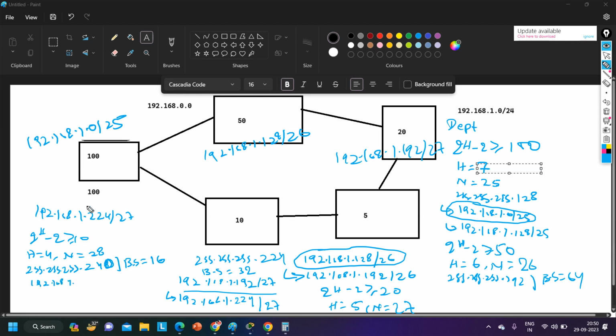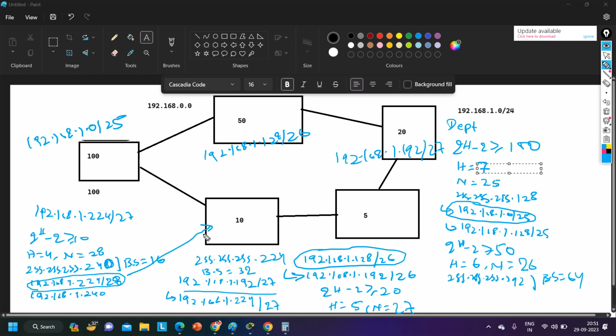192.168.1.224/28 is the first network, and the second network will be 192.168.1.224 plus block size 16, that is 240. Yes, 240. Okay, here we have how many valid hosts?